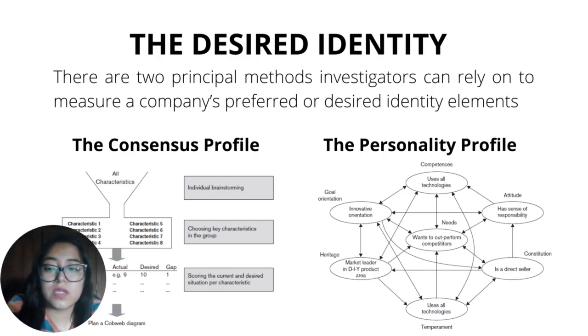The main difference between the consequence profile and the personality profile lies in the selection of the identity elements used to define the company.